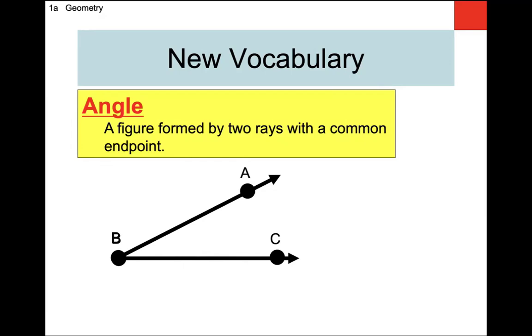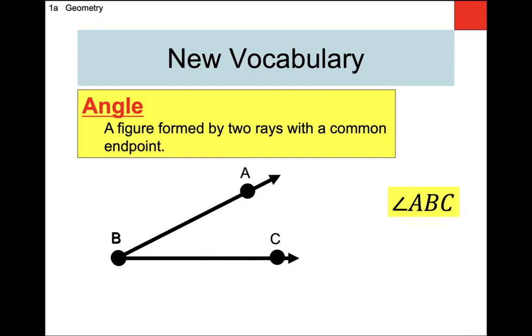And then the only rule is that you must stay on the black line or the black ray right there. So if we start with A and we stay on the black, it goes ABC. If we start with C, it goes CBA. And then lastly, we need a symbol for an angle, and the symbol for an angle is an angle. So that is angle ABC. That's what defines the angle.